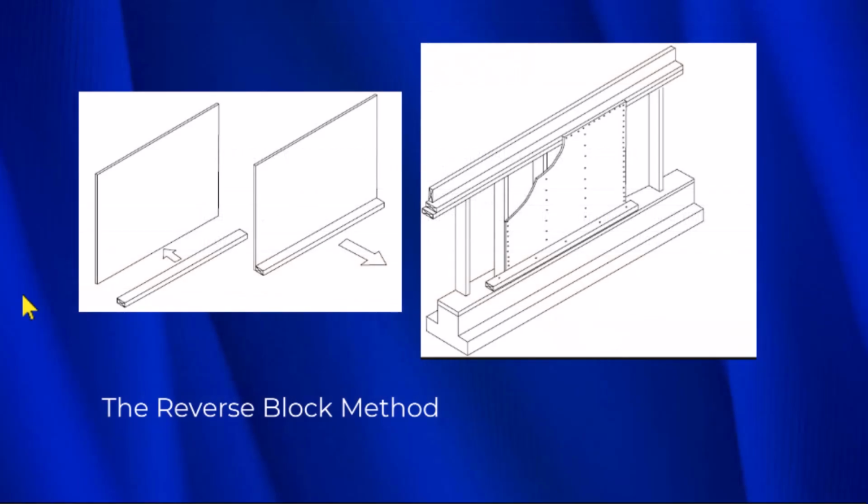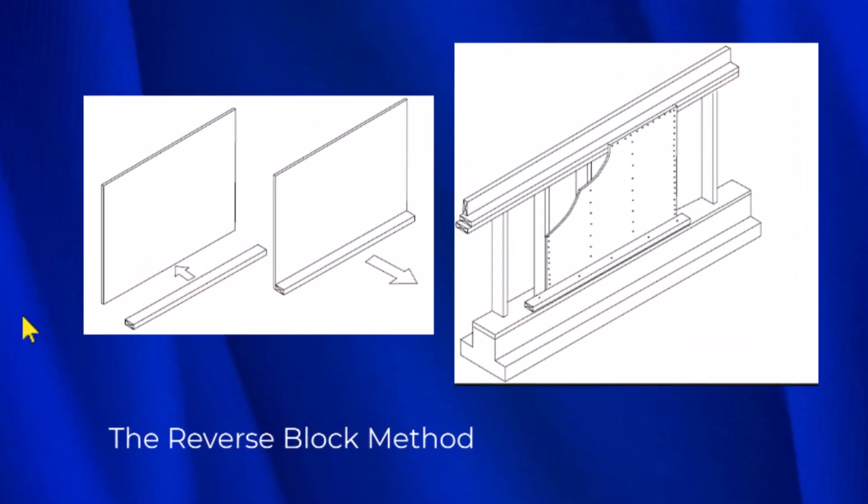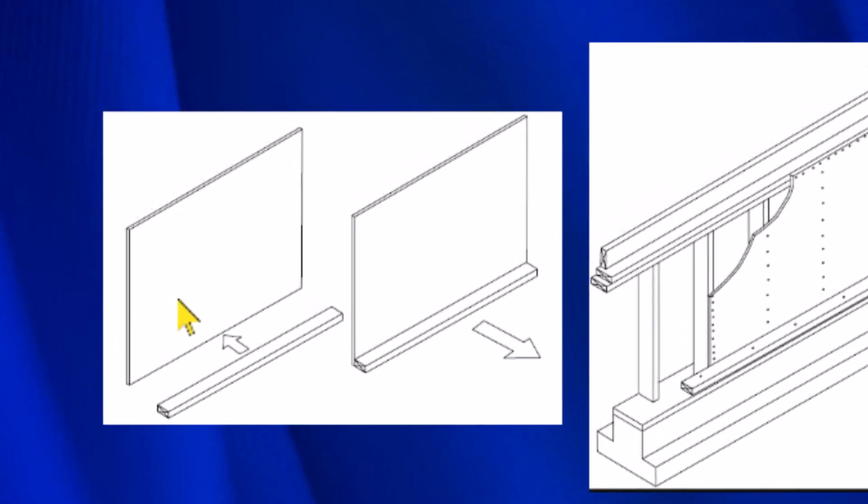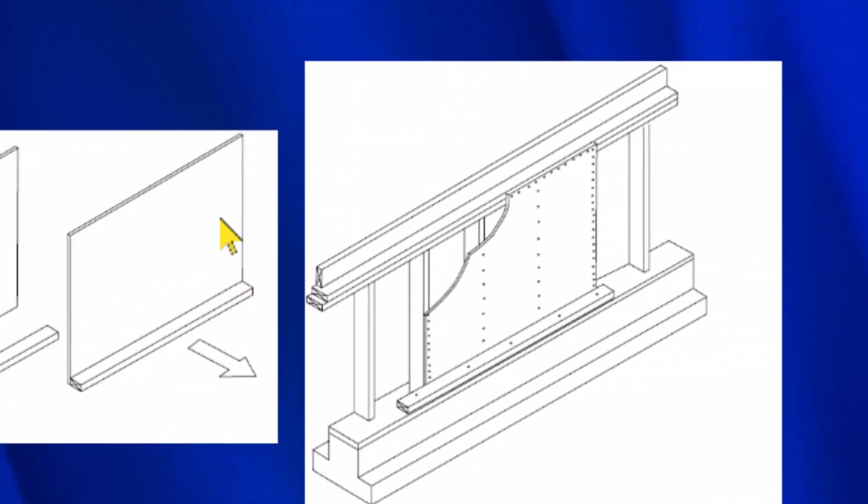The last system is the reverse block method, and in this system what we do is we take the piece of plywood and we nail this 2x4 to it from the back. So from this back end we'll nail it just like you see here. The plywood is here, the 2x4 is here, and then there were nails put in this way from the back side. Now we take this full assembly right here and we put it on top of the mud sill.